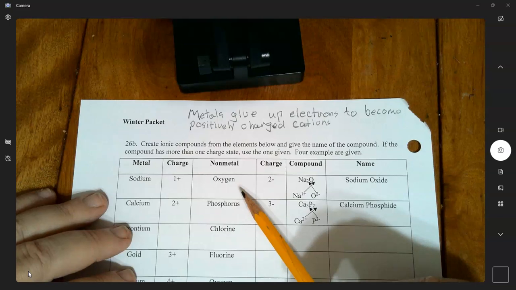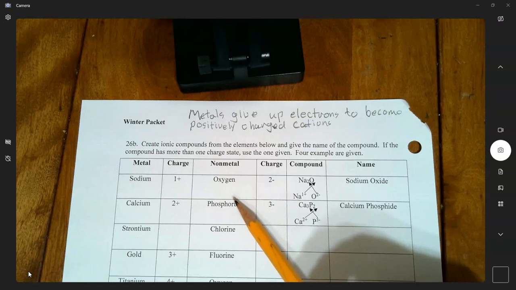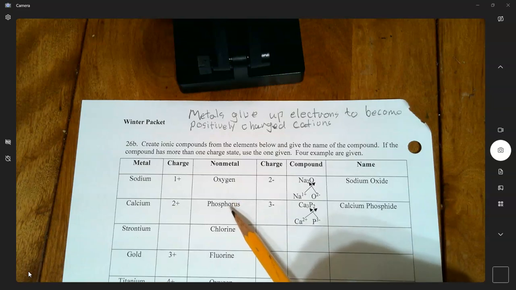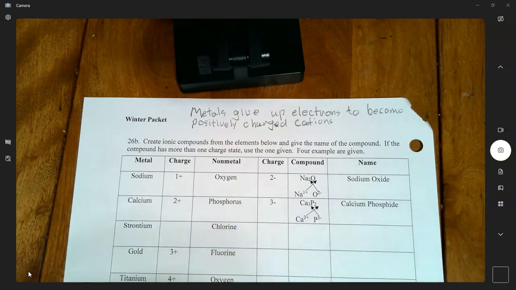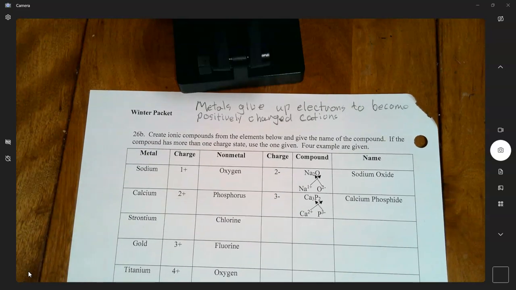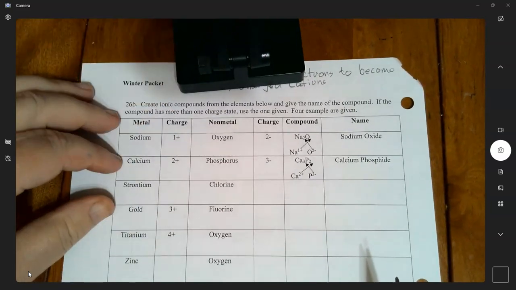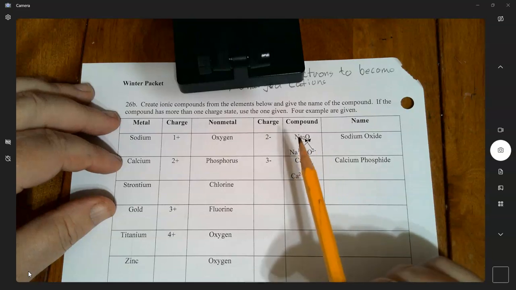Metals give up electrons to become positively charged cations. Now nonmetals, I'll say it and you write it. Nonmetals gain electrons to become negatively charged anions. They take on a negative charge because they have more electrons than protons. Okay, so the way we do these is the crossing arrow method. You write the charge above each of these.